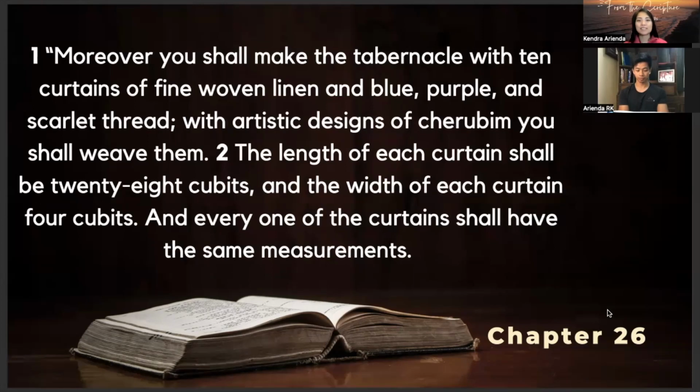Chapter 26. Moreover, you shall make the tabernacle with 10 curtains of fine woven linen and blue, purple, and scarlet thread, with artistic designs of cherubim. You shall weave them. The length of each curtain shall be 28 cubits, and the width of each curtain 4 cubits. And every one of the curtains shall have the same measurements.